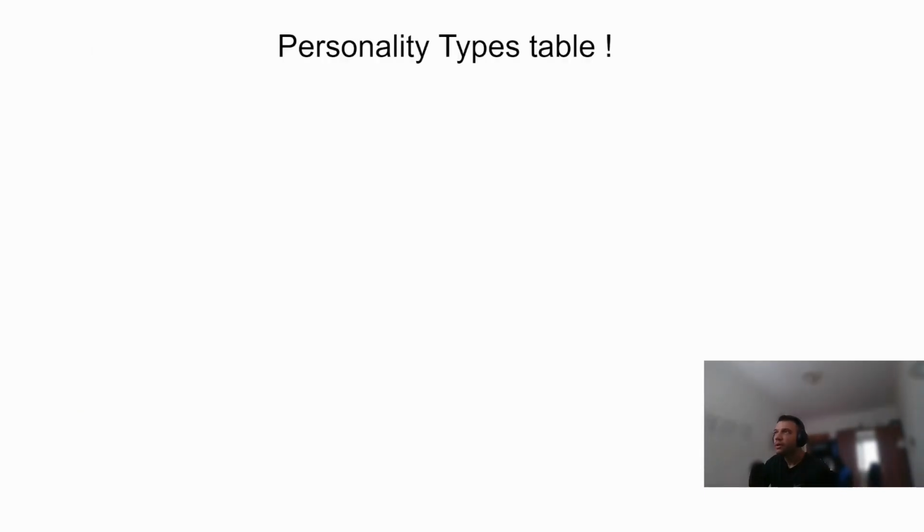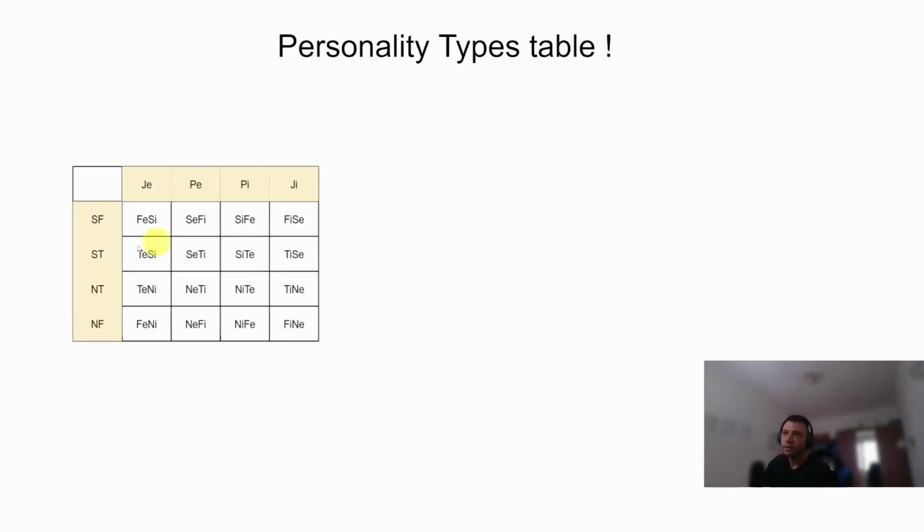And how do we get both of those concepts in one table? Well, in the table we have rows and columns, right? So we use one concept for the rows and the other concept for the columns, and this is what we get. So we have all the modes of operation at the top, as columns, and then on the left side, for each row, we have the temperament. So we have the SF temperament, which are all the types that have feeling and sensing. So here you see FESI, SEFI, SIFE, and FISE types.